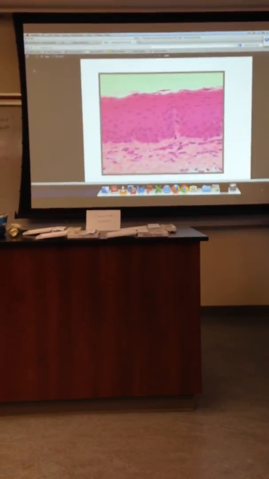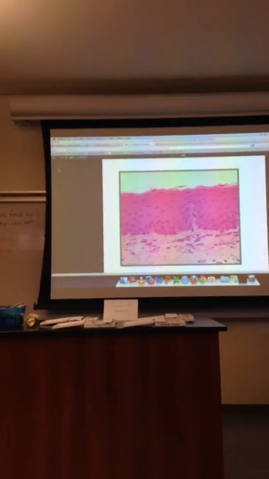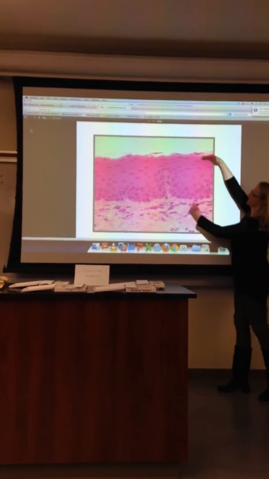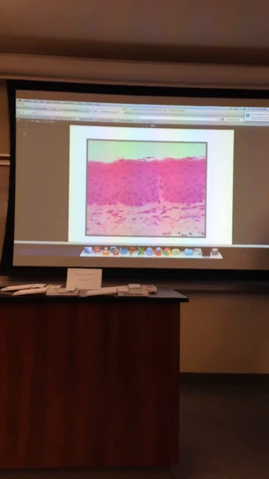Stratified. What shape are the cells, especially up here? So what's the name of this tissue? Stratified squamous. Stratified squamous epithelial tissue. Good. From here to here. All right, next.